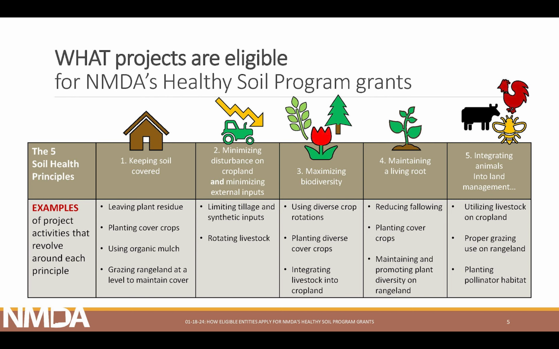Principle number 3, all about maximizing biodiversity, represented there with some colorful pictures of a lot of different fauna. A good way to implement that principle is to use diverse crop rotations. Principle number 4, maintaining a living root. Simply, it could be just reducing fallowing on a piece of land that you manage. Number 5, integrating animals into land management. It may be as simple as taking that cropland that you manage and bringing in some livestock.